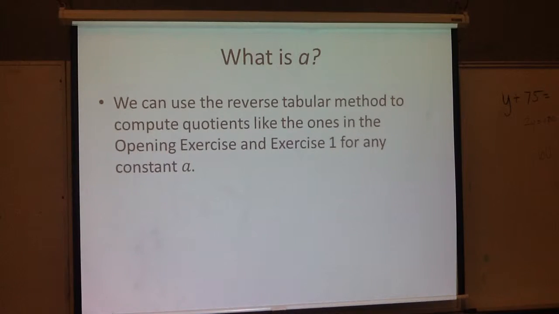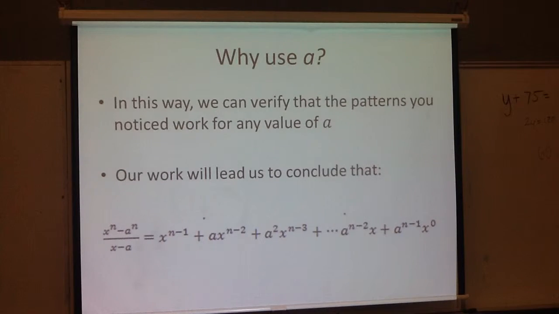So we've been using the reverse table method to compute quotients, just like the ones we've seen in the opening exercise and in exercise 1. And so we're going to replace the number with that letter A. Why do we do this? We do this because it can verify the patterns that we've noticed for any value of A.